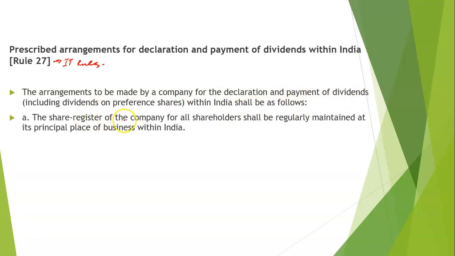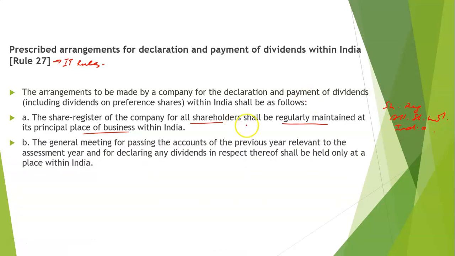Number 1, the share register of the company for all shareholders shall be regularly maintained at the principal place of business within India. Alright, share register of all shareholders maintained regularly in India. That is the first condition for the arrangement.